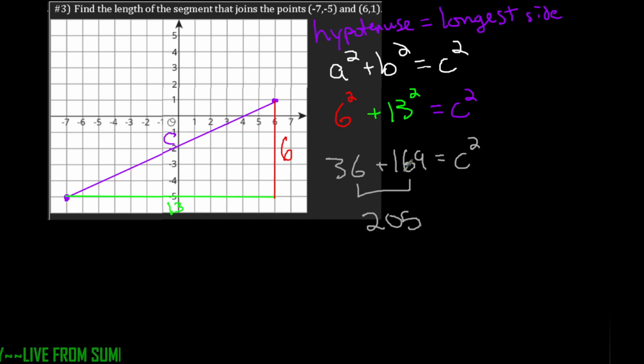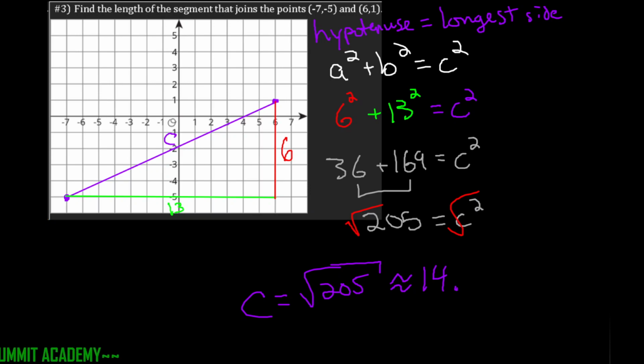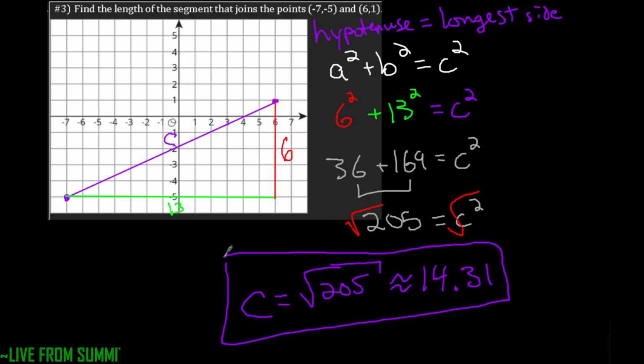Okay, so this is going to be equal to c squared. Take the square root of both sides. And so I can say that side length c is going to be equal to the square root of 205, which is approximately 14.31. Triple check one more time, yeah. So if you want to leave it in that form, you can, or if you want to have the decimal value, make sure you're evaluating carefully.